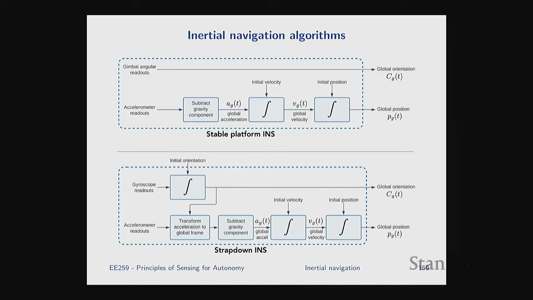So essentially, this transformation step, which uses the integrated gyroscope input, is the algorithmic equivalent of what a stable INS does for you mechanically, right? So the stable INS just mechanically moves the thing to align it. In the strap down, you apply a rotation in math or in DSP or in algorithms to do the alignment. So the end effect is the same. You want to get accelerations in the global frame and then integrate those to get dead reckoning.